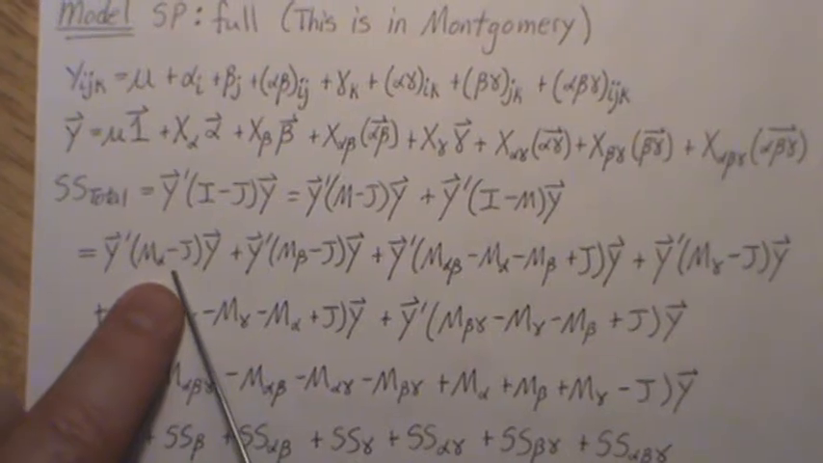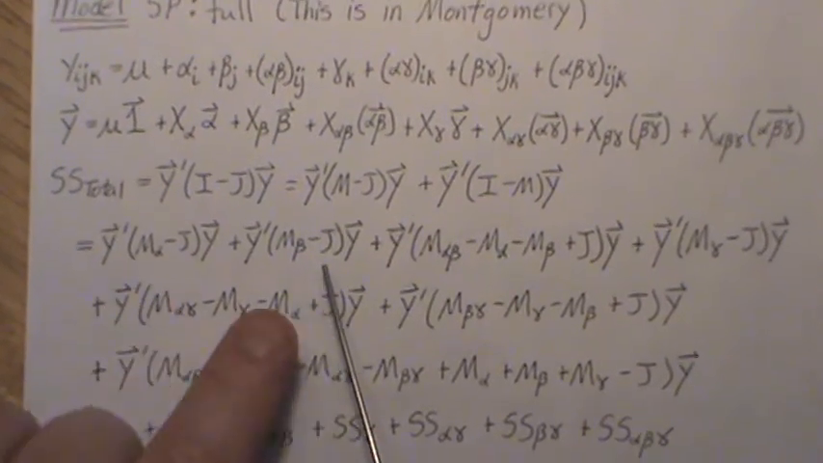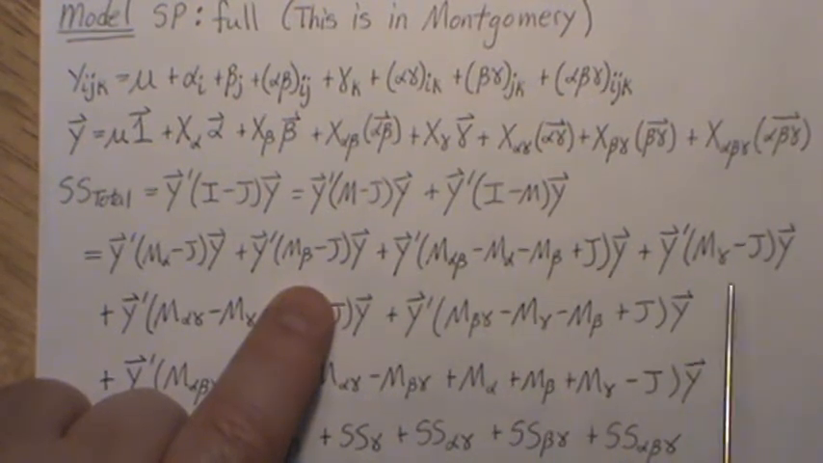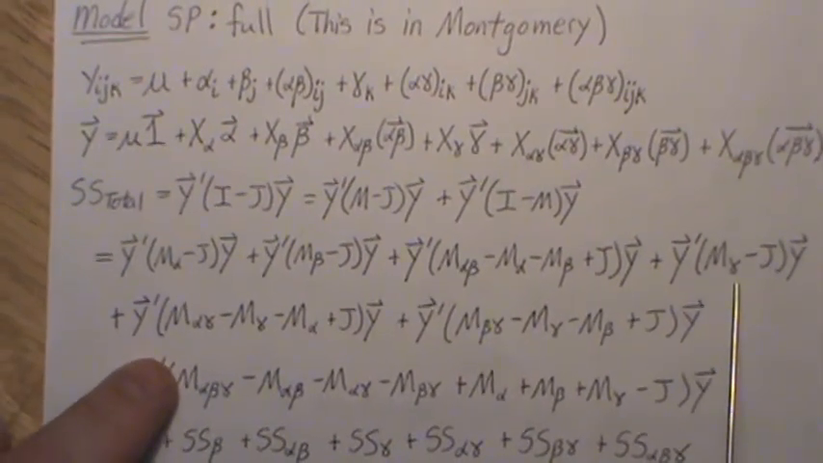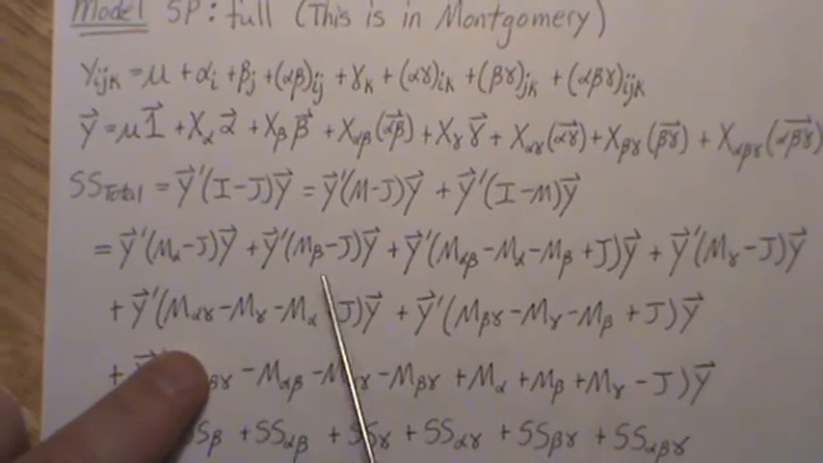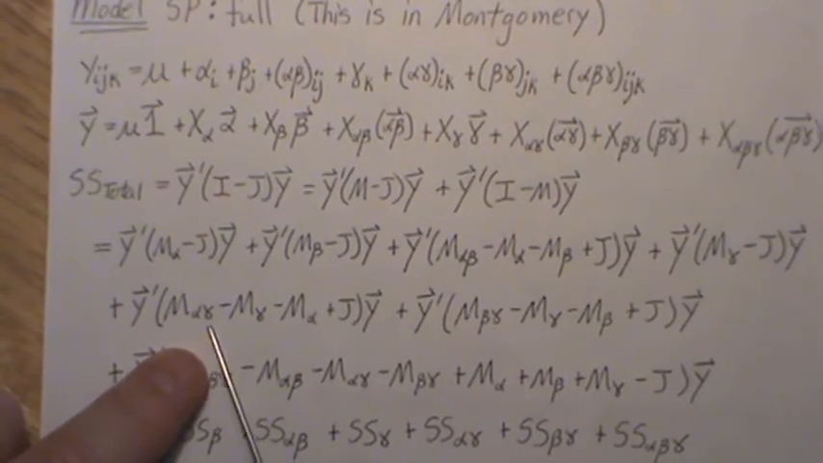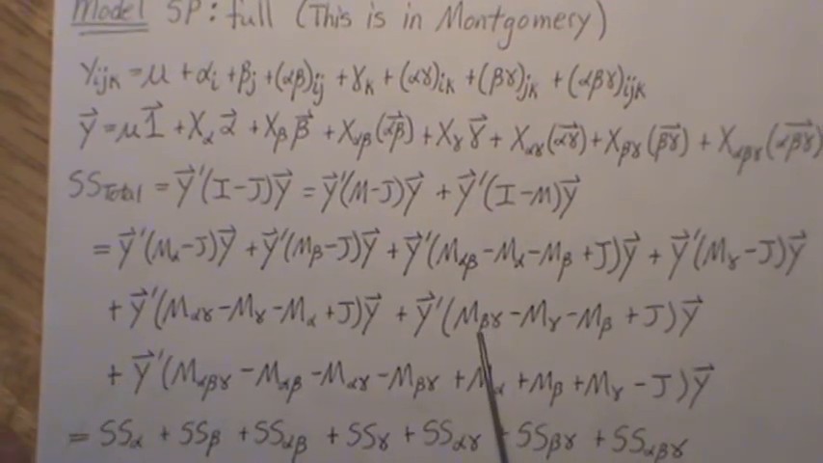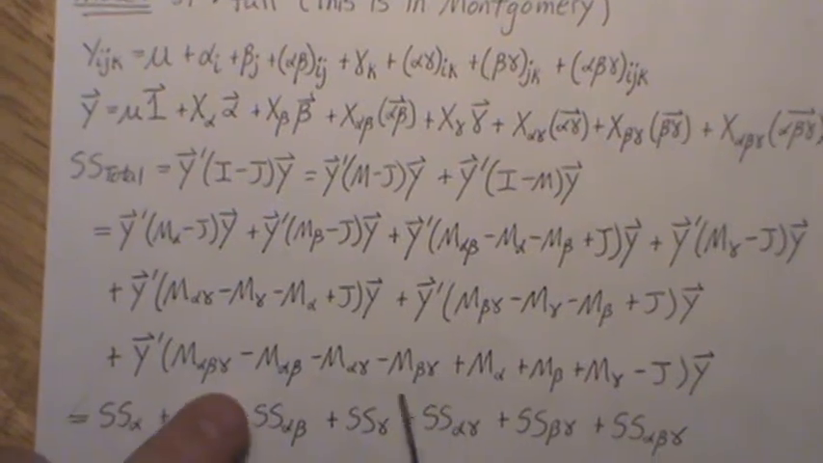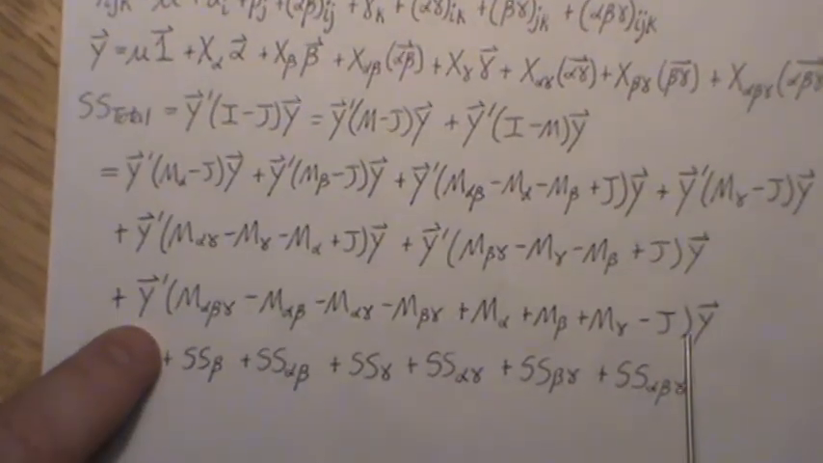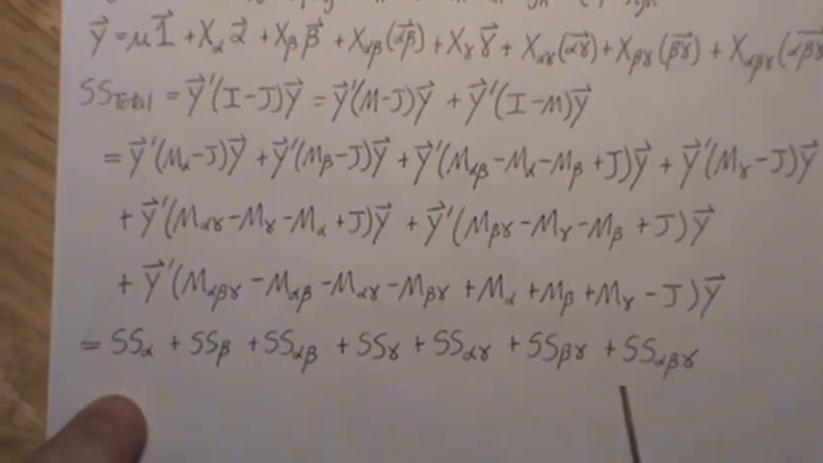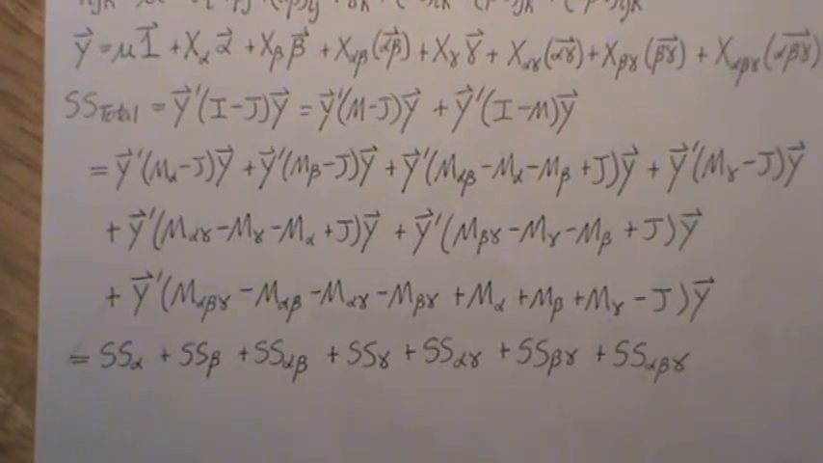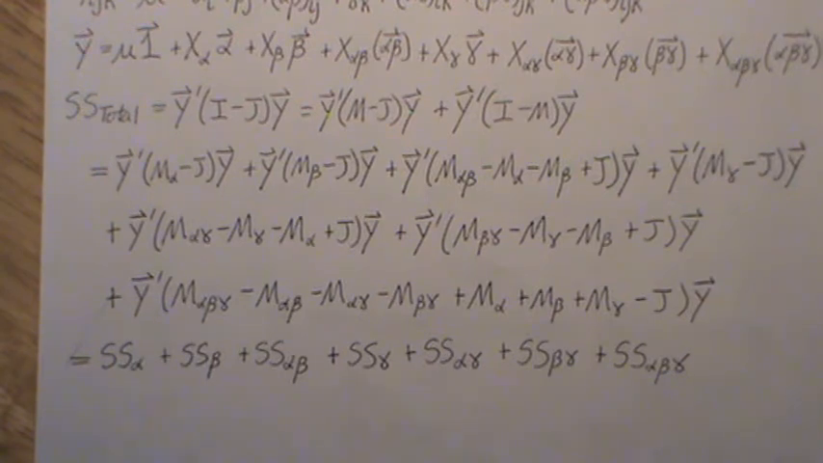So we'll get the sum of squares for the alpha effect, sum of squares for beta. This is the interaction between alpha and beta. This is the sum of squares for gamma. This is the sum of squares interaction for alpha and gamma. This is the interaction between beta and gamma. This is the three-way interaction. And so symbolically we write it like this. And again, all of these crazy matrix multiplications and additions will match what R produces.